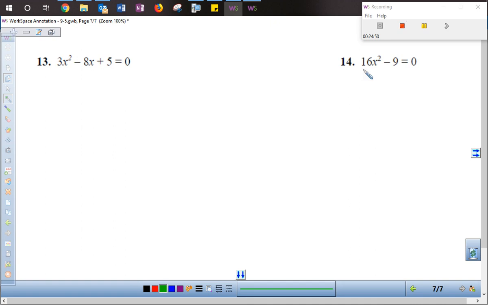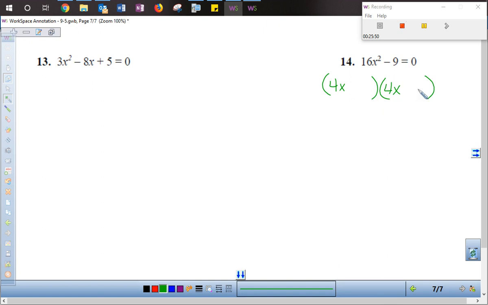So 16x squared, 16 is a perfect square and x squared is a perfect square, so that works. And 9 is a perfect square, so here I have a difference of squares which is going to factor into conjugates. Now to get the first term of each of your conjugates, you need to take the square root of your first perfect square. So the square root of 16 is 4, and the square root of x squared is x. So that gives me a first term of 4x.